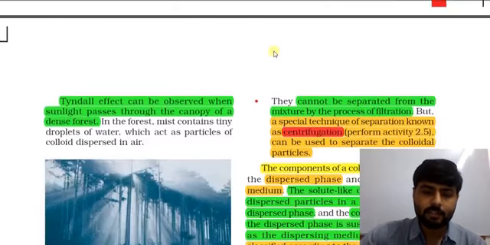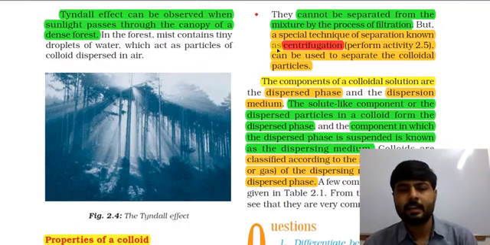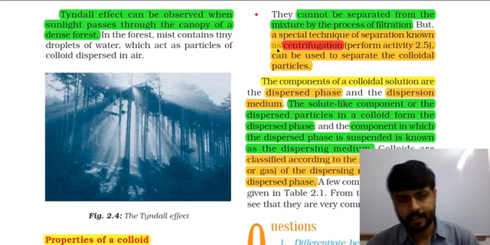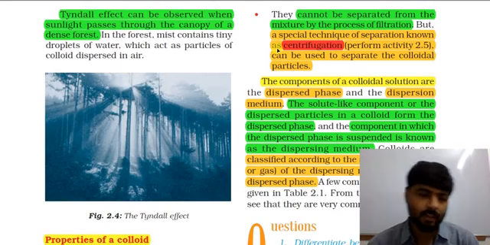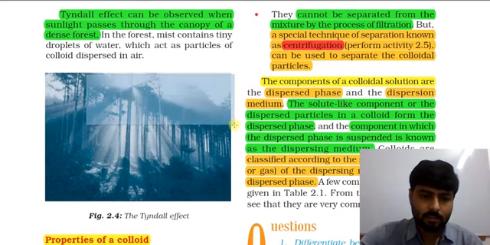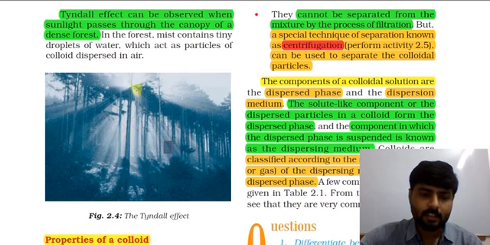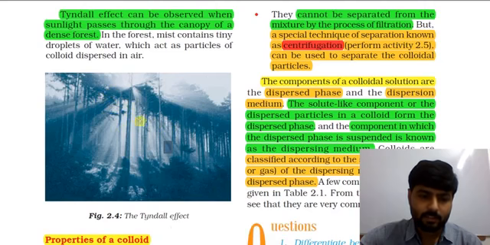Another example, we have seen that Tyndall effect can be observed when sunlight passes through the canopy of a dense forest. So in a dense forest also we can see the Tyndall effect. We have seen photographs of it also. Here we have one photograph of Tyndall effect. You can see here the dense forest and the sun rays coming from the sky, which appear here inside the forest.